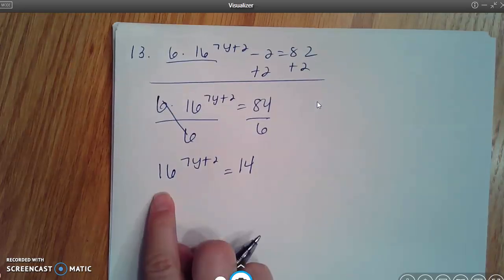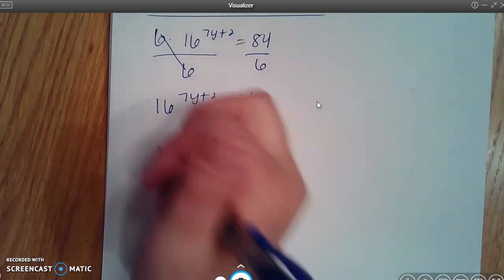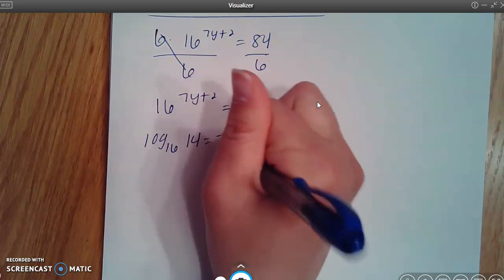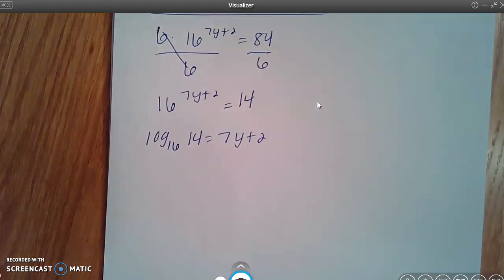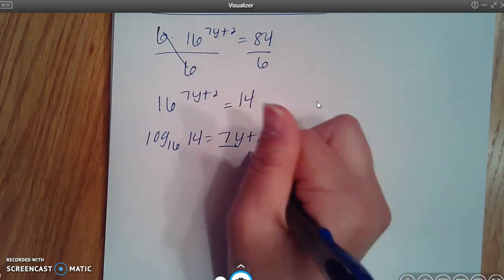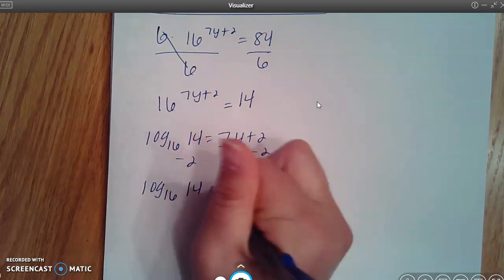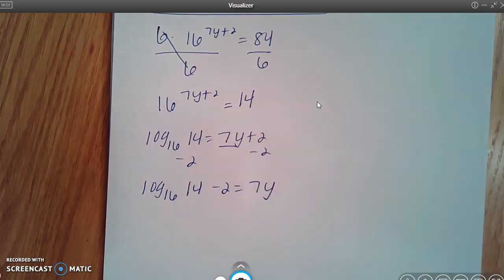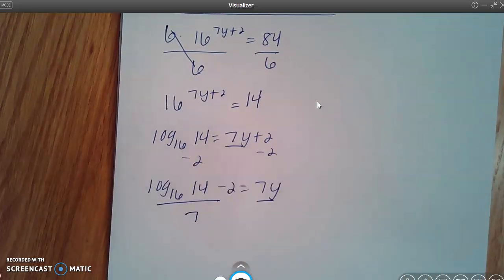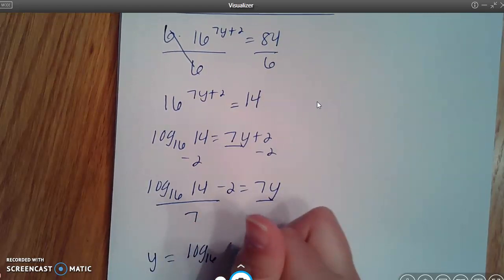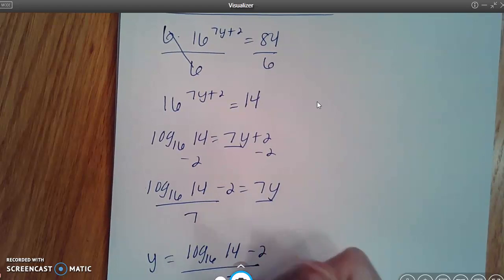Since your 16 that's being raised to the exponent is by itself, you can rewrite this. You get log base 16 of 14 is equal to 7y plus 2. Okay, so now we need to get the 7y by itself. To get rid of a positive 2, I'm going to subtract 2. You get log base 16 of 14 minus 2 is equal to 7y. And then last but not least, we need to divide everything by 7. And you're going to say y equals log base 16 of 14 minus 2 all over 7.